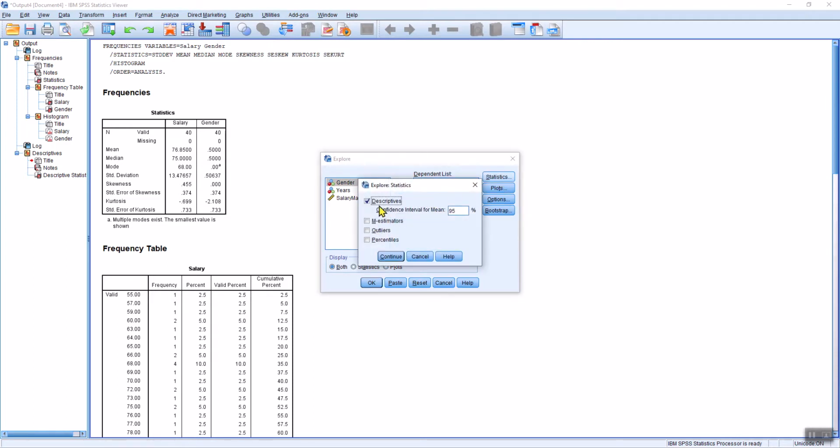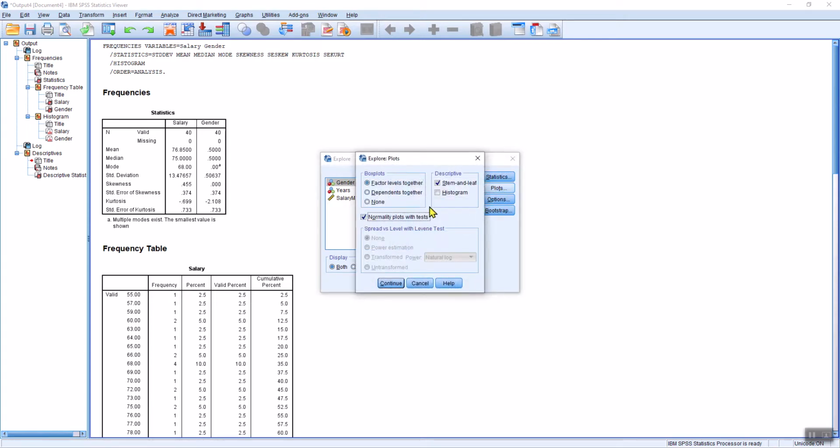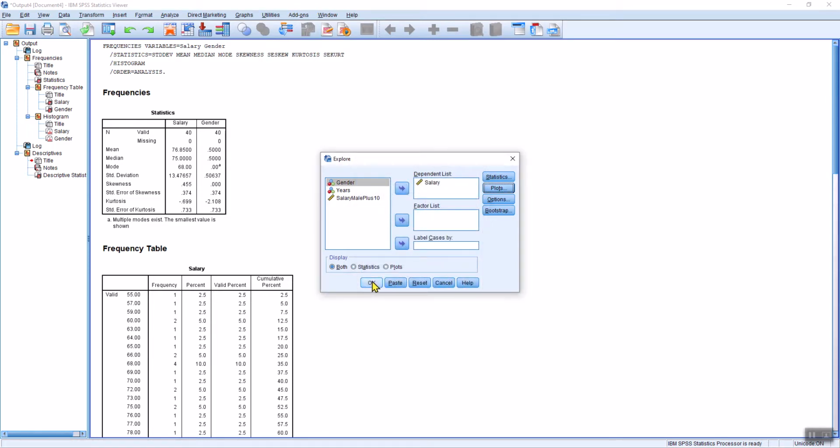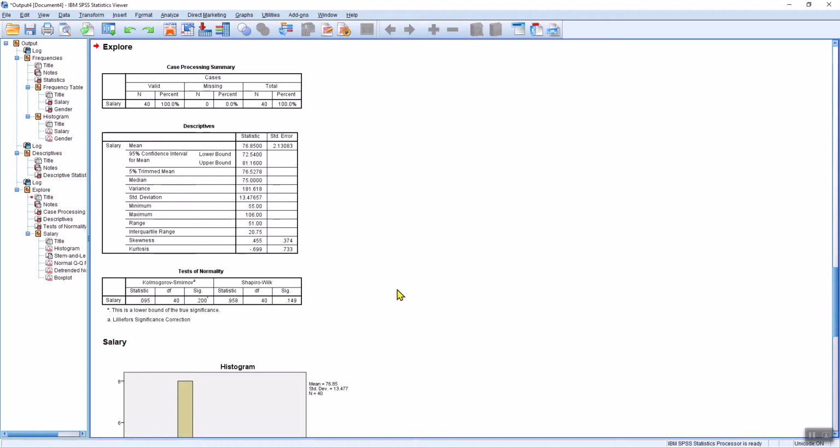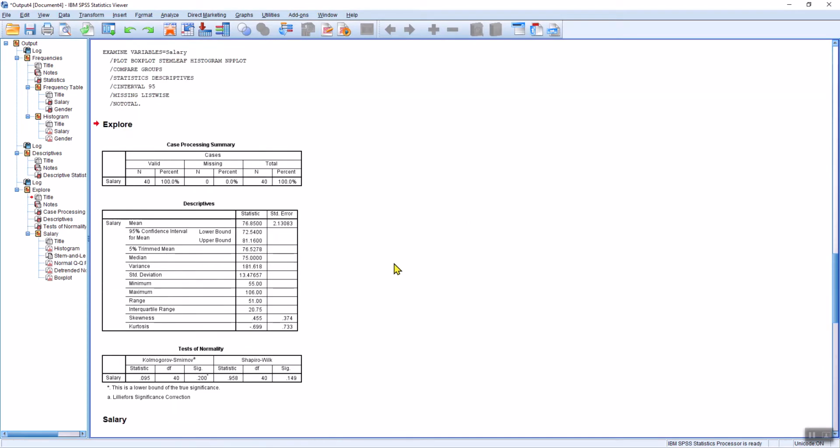And what are the options? There's really nothing here, just the confidence interval for the mean for that variable. And plots, let's look at the normality plot, histograms. So we'll do that first just for salary by itself.